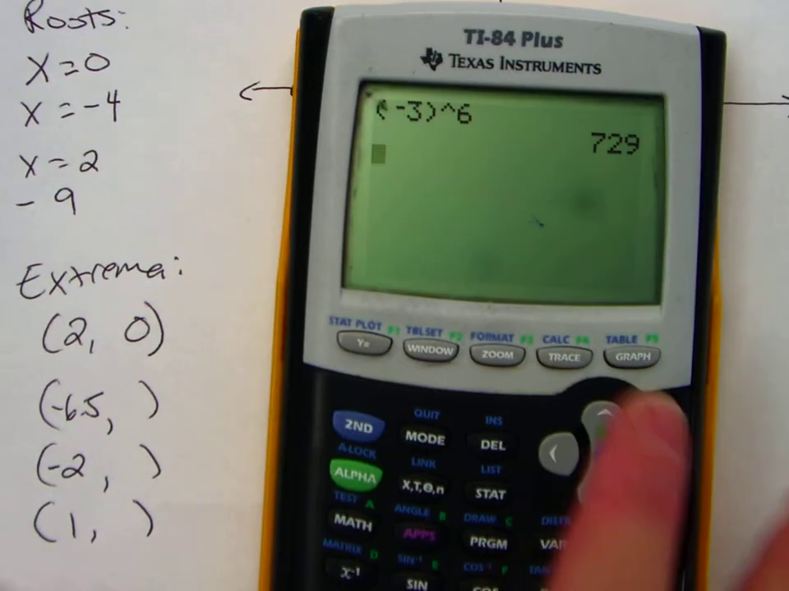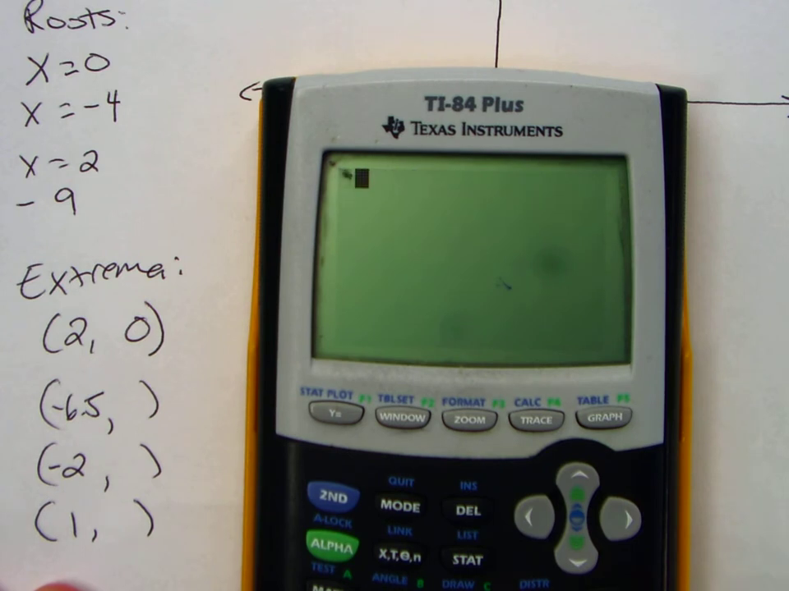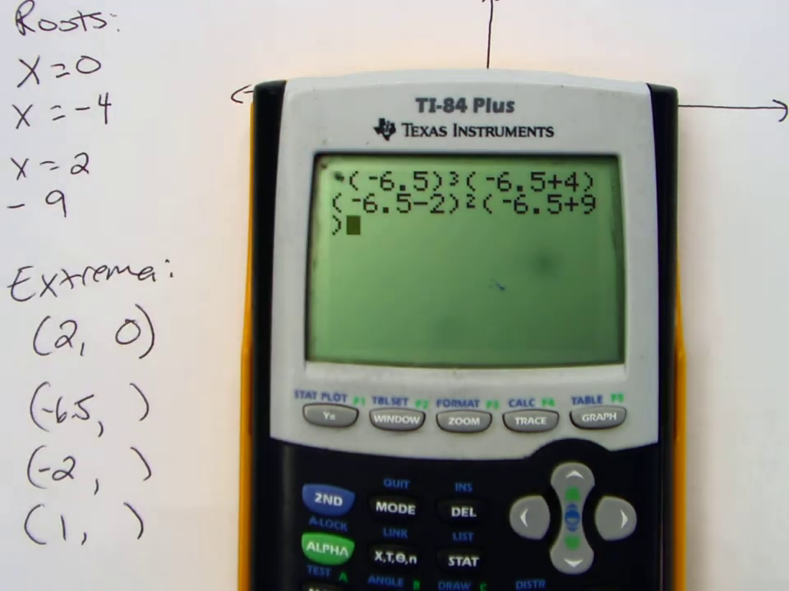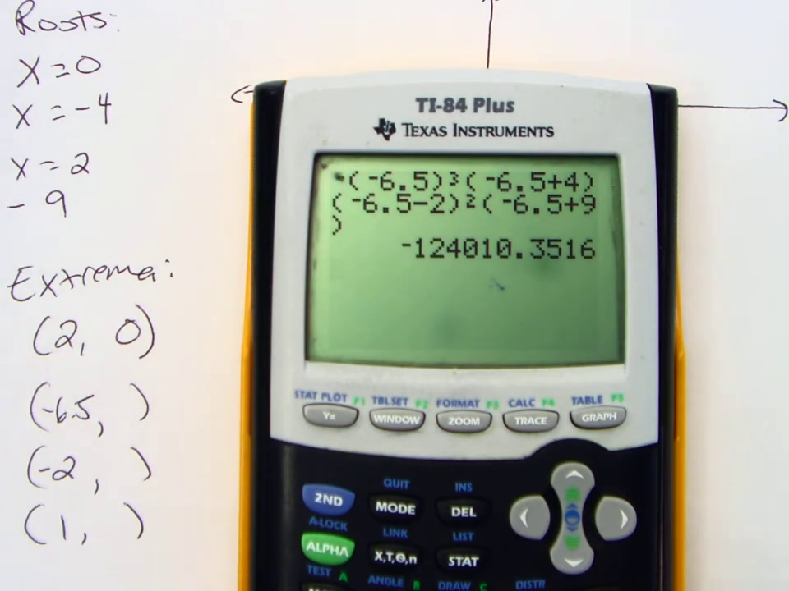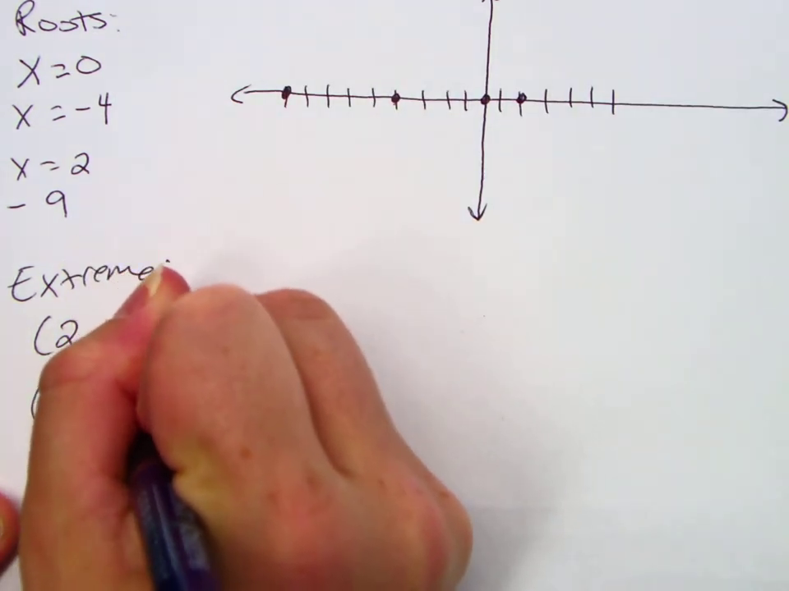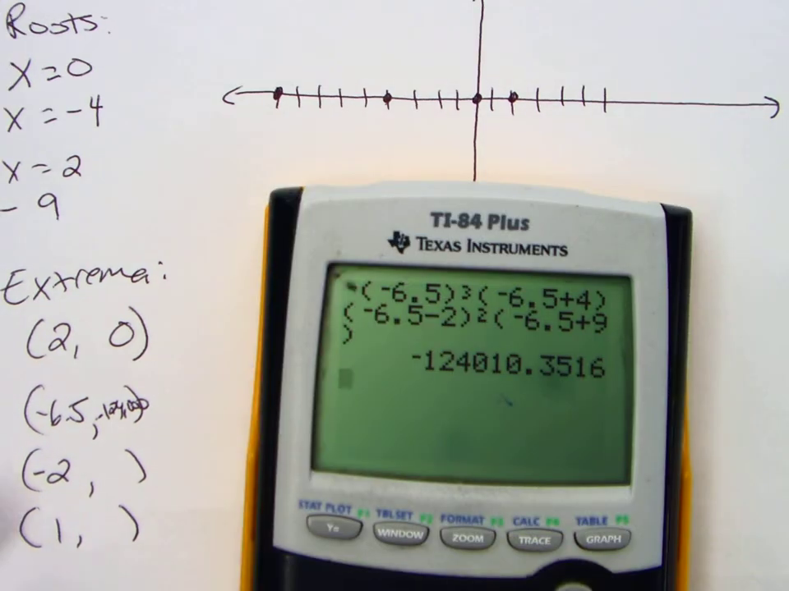Plug in -6.5 to the third, -6.5 plus 4, -6.5 minus 2 squared, -6.5 plus 9. Notice the double negative in the beginning. It's negative, so watch that. Holy crap! -124,000. I'm just going to put -124,000. That's ridiculous. All right, now I'm going to write over -2.